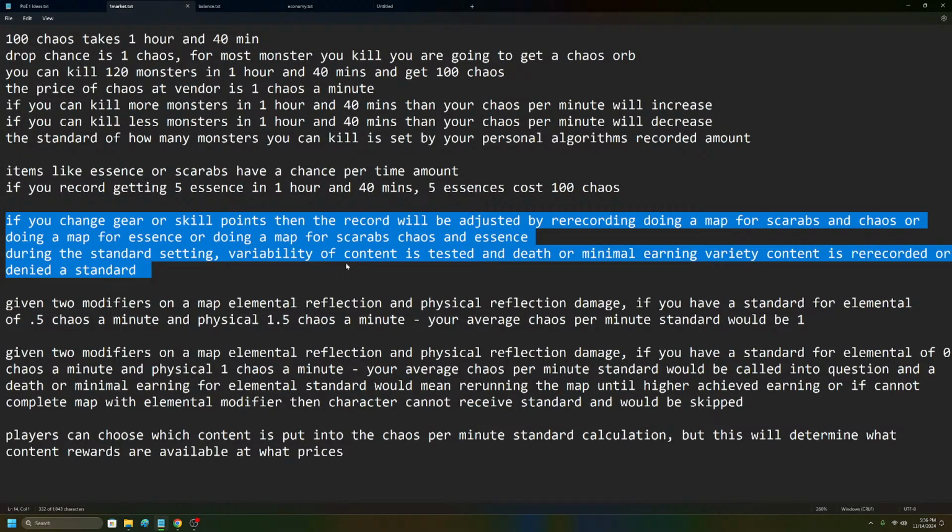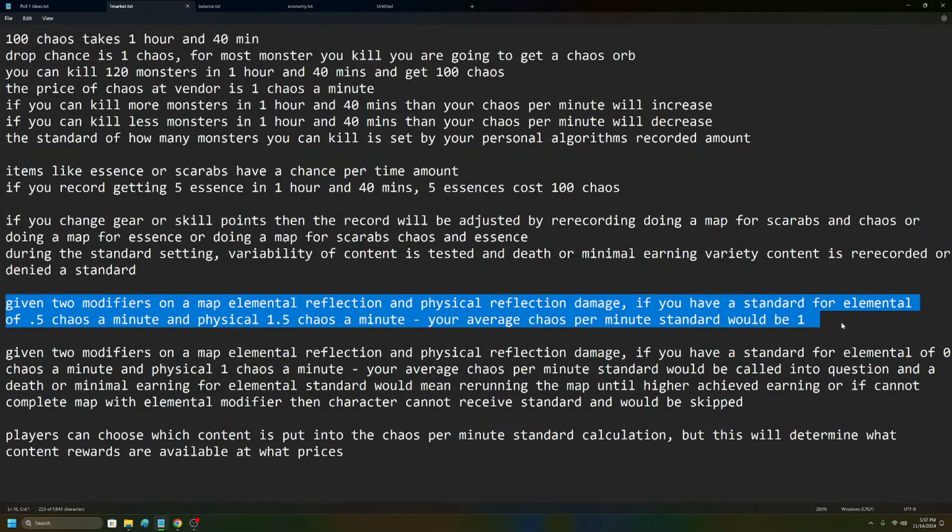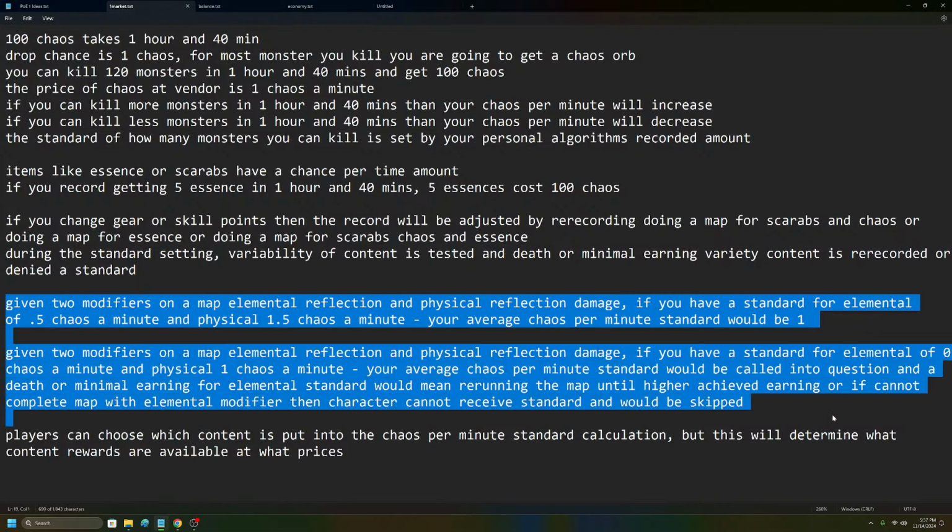And then the other thing is if you're unable to do content, if you die or you get like a very low Chaos Orb standard on it, you could include that in the average, but most likely it's going to be something that you aren't allowed to run with your character, right? You can't automatically run that. And then this is all covered, right?